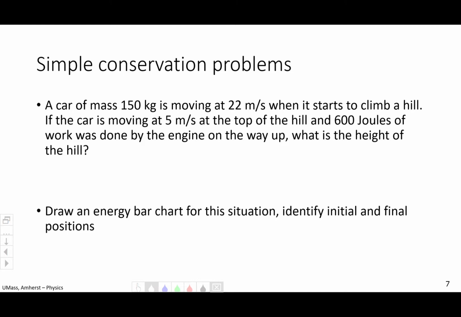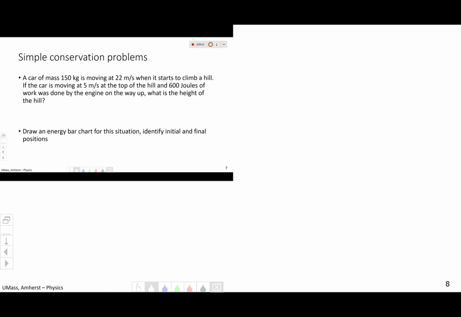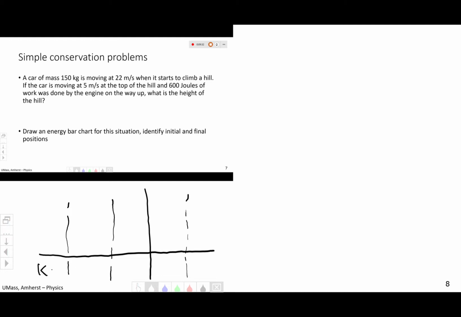All right, I'm going to assume that you have done the work and you've either come to an answer or you got stuck. That's fine. Let's go ahead and figure this out. So let's start by drawing an energy bar chart and identifying initial and final positions and solving. So our energy bar chart is going to look something like this. KEI, UI, work, KEF, UF.